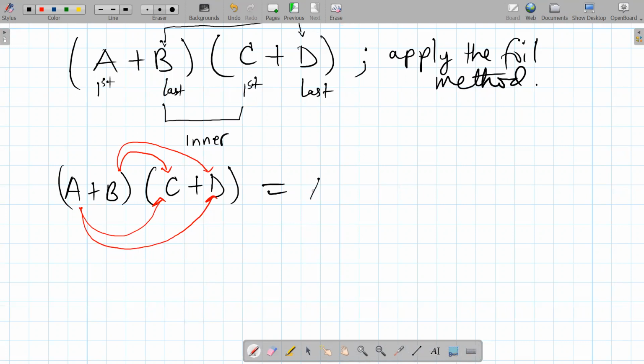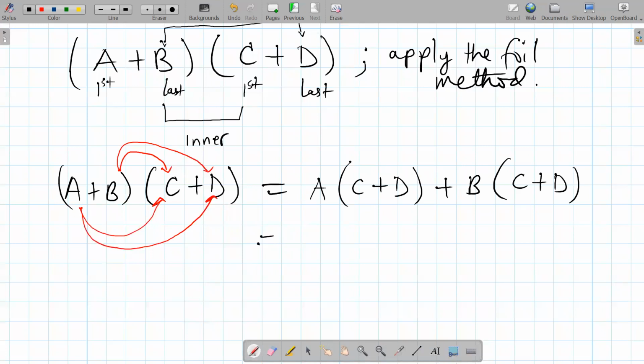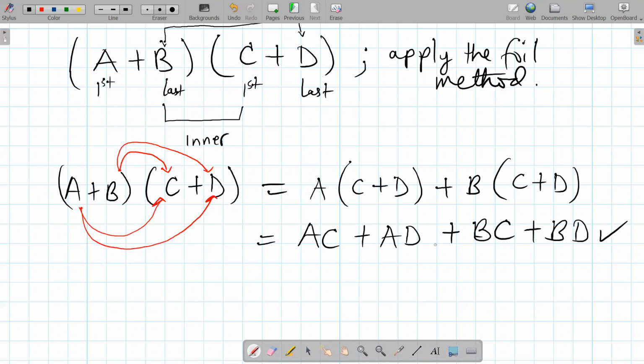So the A multiplies the C and the D, and then the B will also do the same. Okay, so from here, A times C is AC, A times D is AD, and then we go to B times C, BC, and then B times D, BD. That gives us a result.